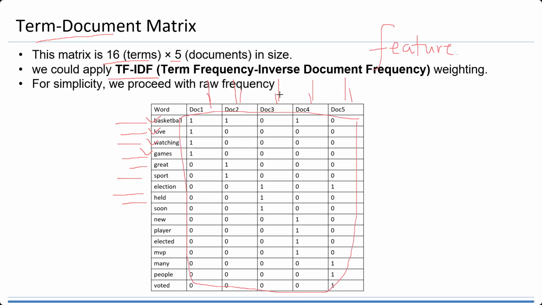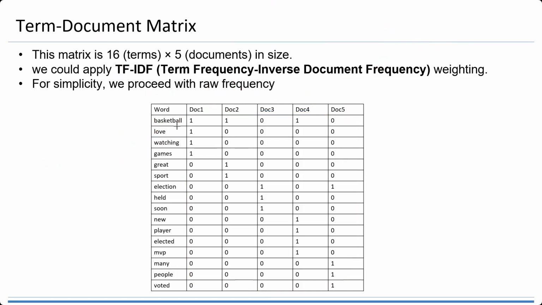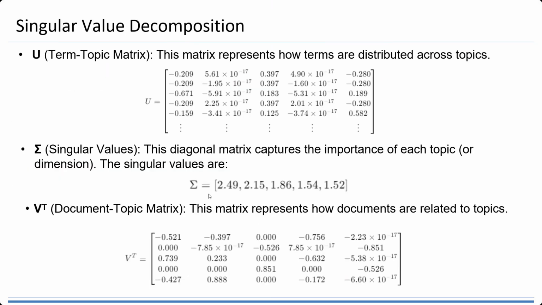But for this example, let me just make it simple. For simplicity, let's use the raw frequency. So for basketball, there is 1 in document 1, 1 in document 2, and 1 in document 4. With the singular value decomposition, we can generate the U, we can generate the sigma, and we can generate the V transpose.